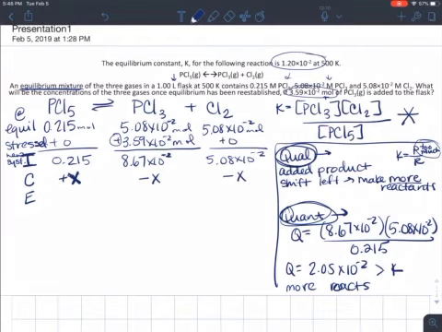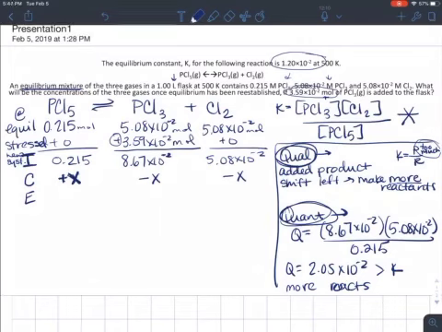When you're setting up ice tables, the plus signs are going to be all on the same side, and the minus signs are going to be all on the other side. Since PCl3 has a minus X, Cl2 therefore has to have a minus X. We cannot mix the X's on the same side. So both of our products are going to have a minus X, and our reactant is going to have a plus X.